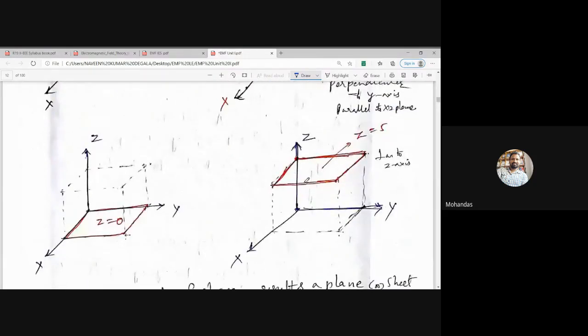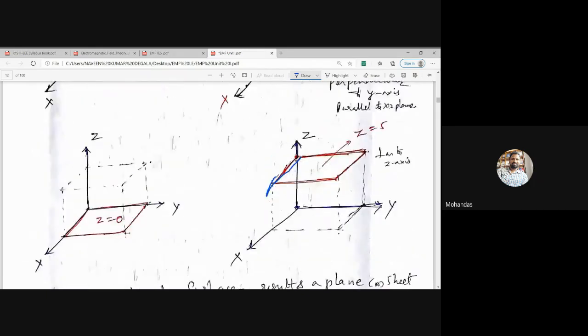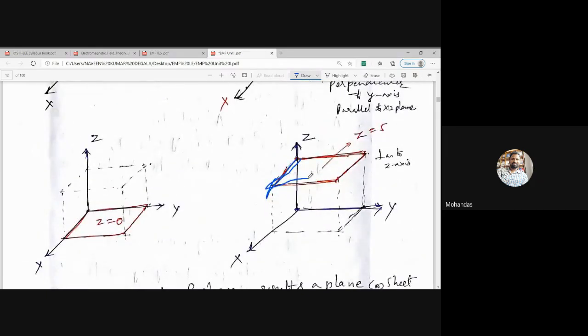Suppose in this diagram, imagine it in three dimensions. What is this? Which plane is this? Z equal to 5 plane. The z equal to 5 plane will look like this.